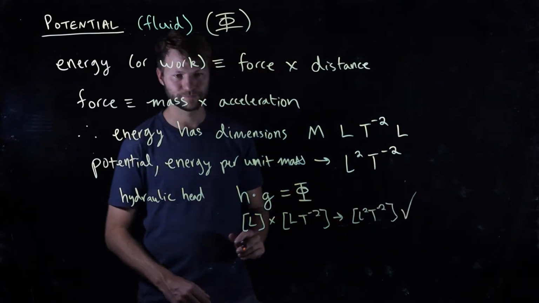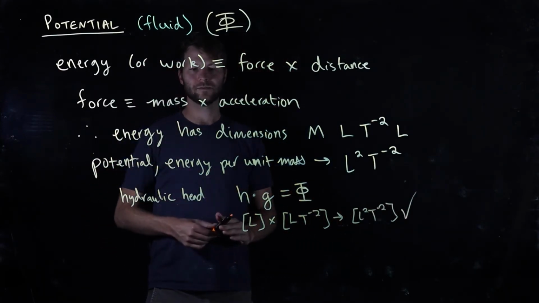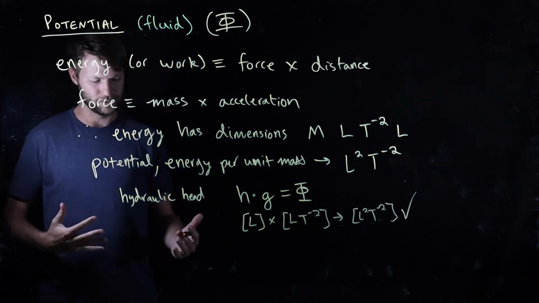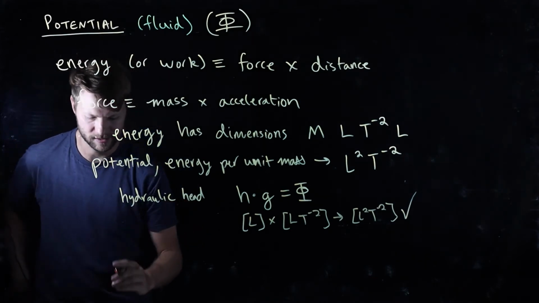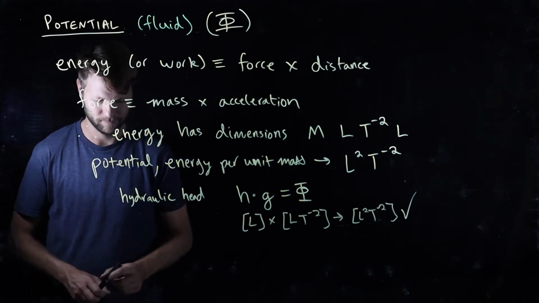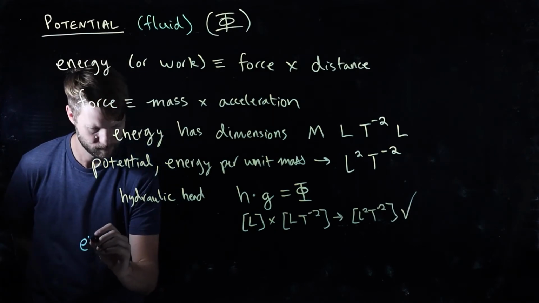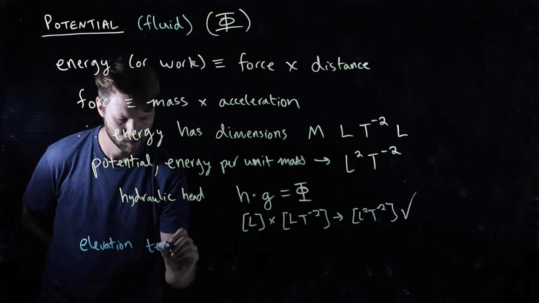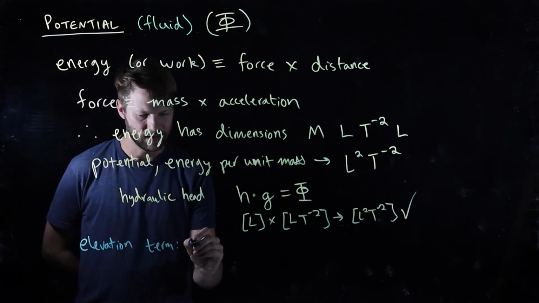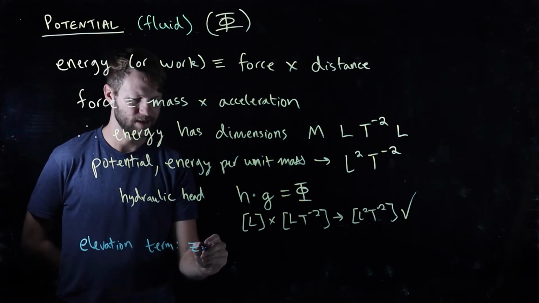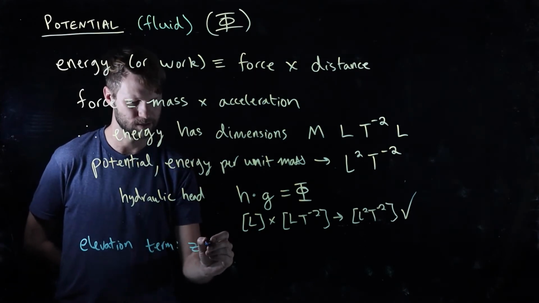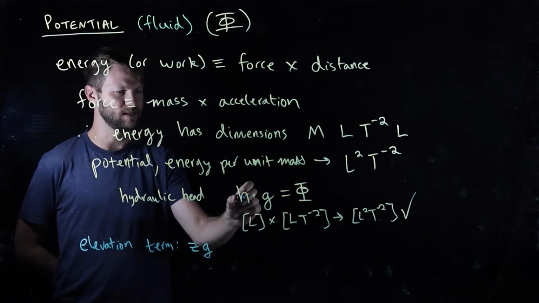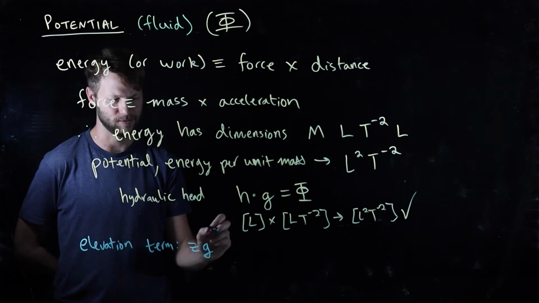Great, that checks out. What are the various terms in potential that we need to deal with? Well, we know that there's a few different ones. One is the elevation term. It's going to be the height of an object, z, above some reference point times Earth's gravity. And again, we know that these units are going to give us the terms that we want here.